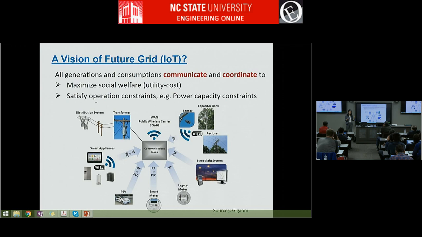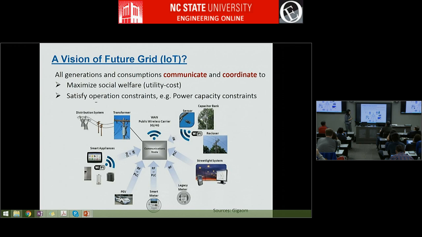It also satisfies the operation constraints, because this is a power grid system. We don't want the system to crash, so we want to guarantee certain constraints are satisfied. So this is the vision people have: we can use IoT to ensure the system's operation. But let's take a deep look. How are we going to do it?